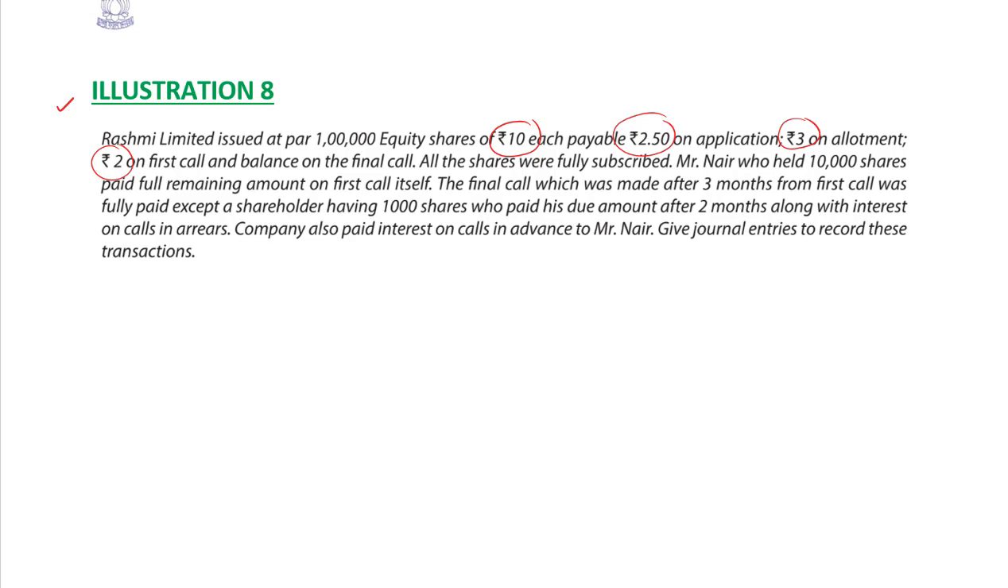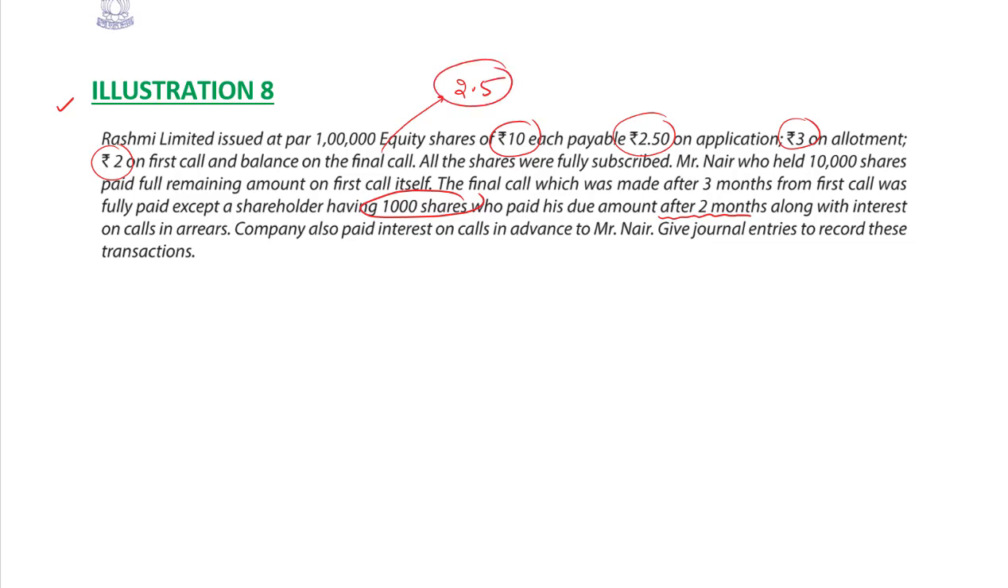That is 2.5 on the final call. All the shares were fully subscribed, that is all 1 lakh equity shares fully subscribed. Mr. Nair, who held 10,000 shares, paid full remaining amount on the first call itself. The final call, which was made after 3 months of first call, was fully paid except a shareholder having 1,000 shares who paid his due amount after 2 months. Final call is rupee 2.5.